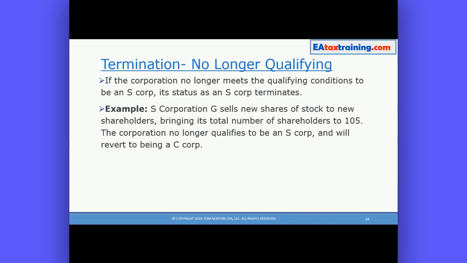Termination. So if an S Corp no longer meets the qualification, then they will terminate to be an S Corp, as we already talked about. An example would be S Corporation G sells new shares of stock to new shareholders, bringing its total number of shareholders to 105. What was the magic number for an S Corp? It was 100. So now they've gone over that. They've got 105 shareholders, so the corporation no longer qualifies to be an S Corp and will revert to being a C Corp at that point.